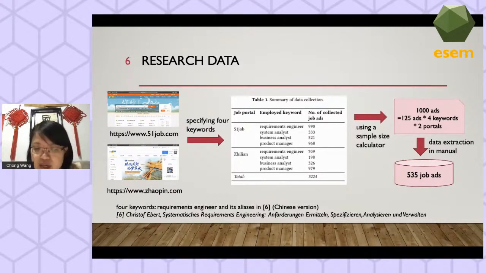Next, we used a sample size calculator to determine how many job ads are representative for our exploration. The results show that around 900 job ads should be included in the sample. So we selected 1,000 job ads as the raw data set. After manual analysis, we got a final set of 535 job ads for code extraction and analysis in this study.